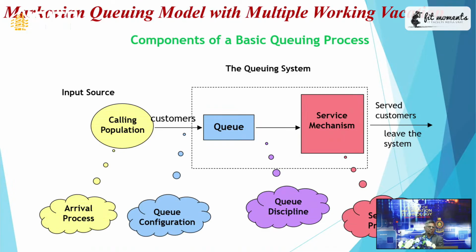These are the components of the queuing system. The major parts are the calling population, forming a queue, then getting the service mechanism and leaving the system. This combined part is called the queuing system. The components are the calling population, arrival process, and queue discipline. Queue discipline is, we know, first come first served. Last come first served is also there. Random order. These are the queue disciplines.